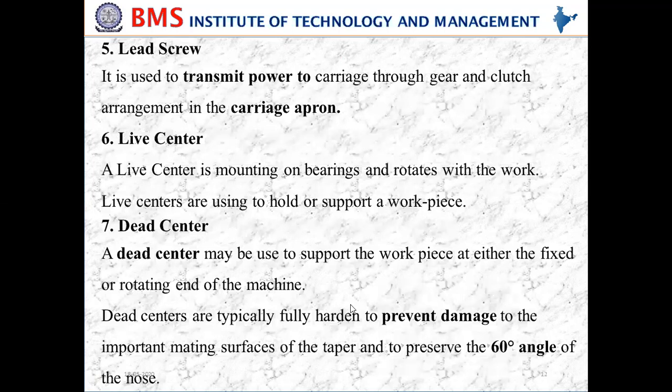And lead screw. Lead screw is used to transmit the power to the carriage through gear and clutch arrangement in the carriage apron. And the live center is mounted on bearings and rotates with the workpiece. So live centers are used to hold the workpiece, and dead center is used to support the workpiece at either the fixed or rotating end of the machine. And dead centers are typically hardened to prevent damage to the important mating surface of the taper, and to preserve the 60 degrees angle of the nose.